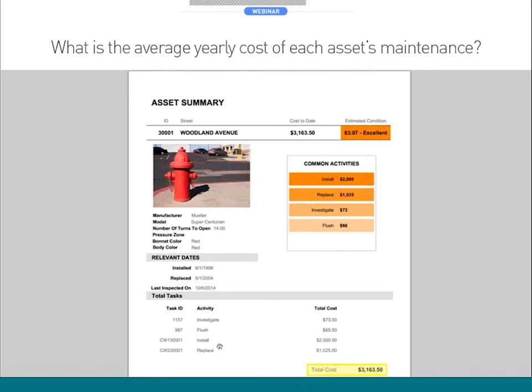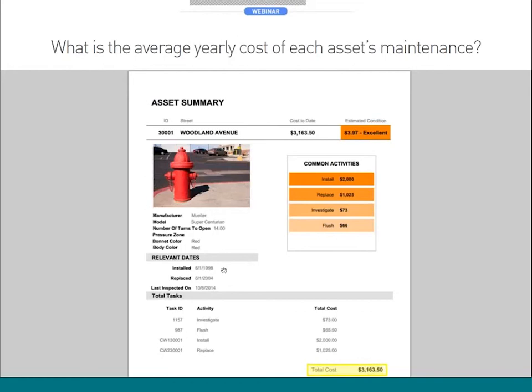So, that's a situation where you might want to look at other hydrants that are about that age, see what they're costing you per year, and then look at the brands. Maybe a certain brand costs more. You obviously need to know that. So there's a lot of information that you can find. The average yearly cost of each asset's maintenance, not only the installation cost, but what is the ongoing cost of that asset? How much do you have to maintain this?